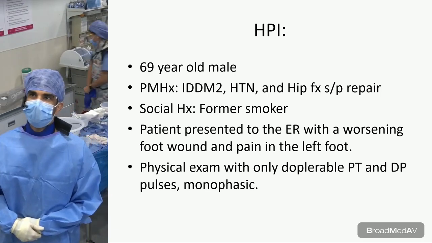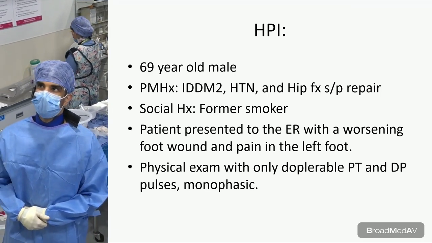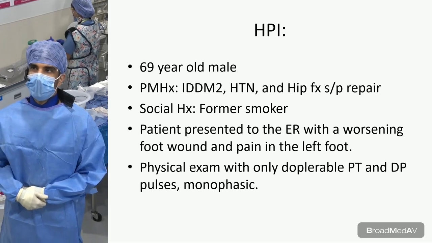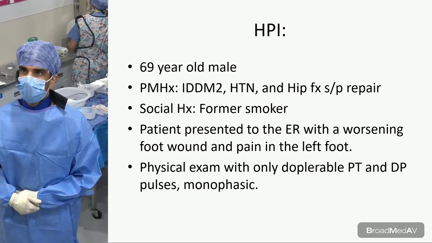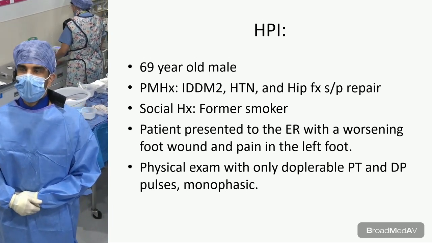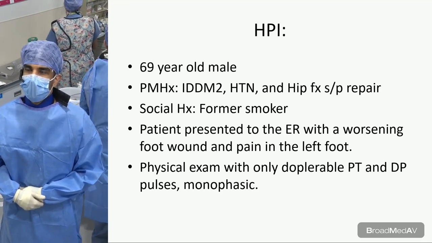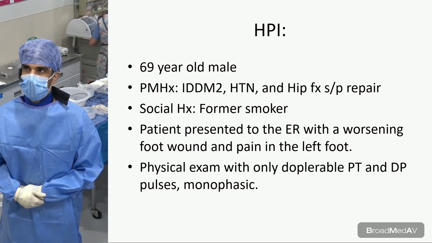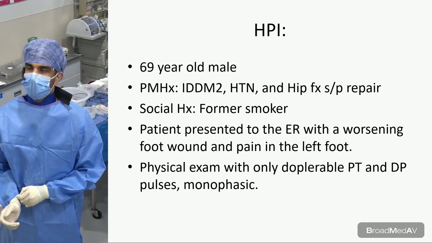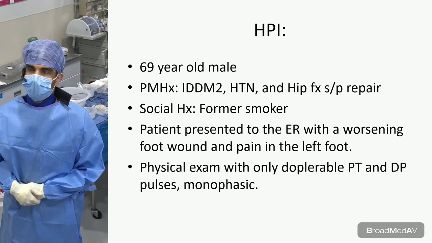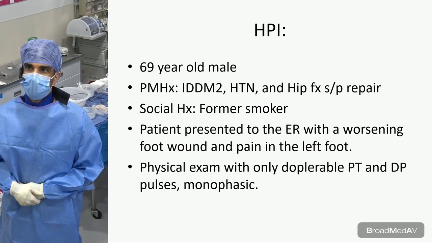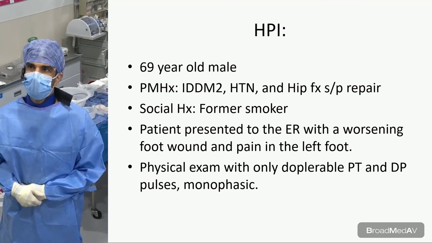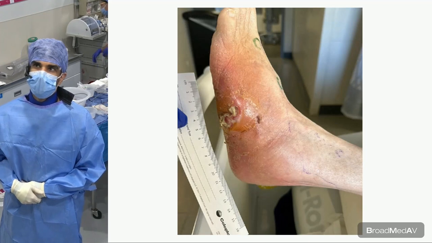Okay, next slide, please. This is a 69-year-old male. He has insulin-dependent diabetes, hypertension, hip fractures, a former smoker. He came to the ER last week with worsening foot pain, essentially with CLI, Rutherford Category 5. He had a big ulceration on the lateral aspect of the left foot. His physical exam showed only Dopplerable PT and DP pulses, monophasic. Next.